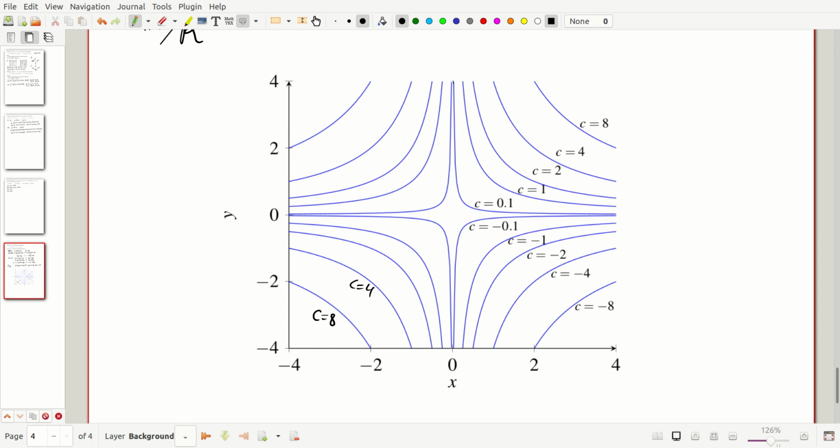Also the axes, right? So the vertical axis and the horizontal axis are the sets corresponding to c equal to 0, right? Because if you multiply x and y and it gives you zero, it's because either x or y or both are 0. So these are the sets corresponding to c equal to 0. So these are the equivalence classes of this relation.